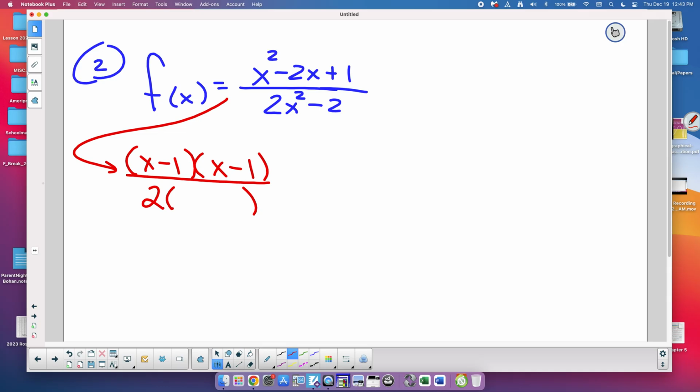2 times x squared minus 1. But does x squared minus 1 factor? Yeah, it's the difference of two perfect squares. So it's x plus 1 times x minus 1 over 2 times what? X plus 1, x minus 1.